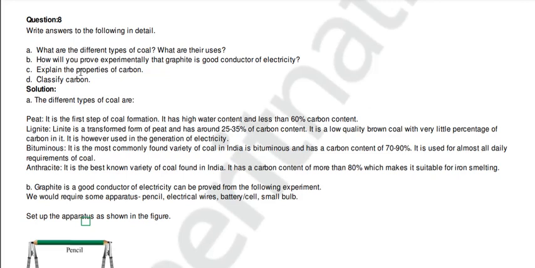C. Explain the properties of carbon. D. Classify carbon. Solution. A. The different types of coal are: Peat. It is the first step of coal formation. It has high water content and less than 60% carbon content.